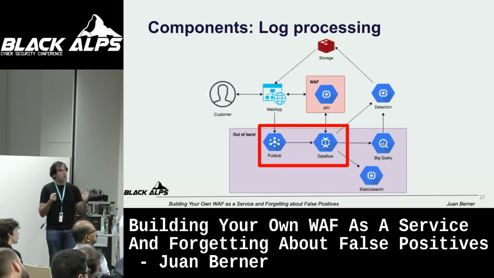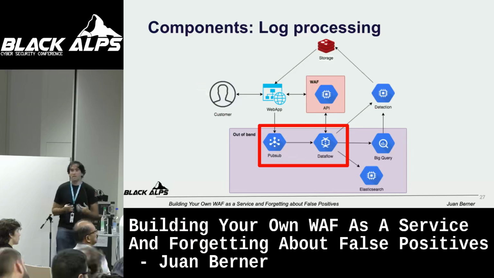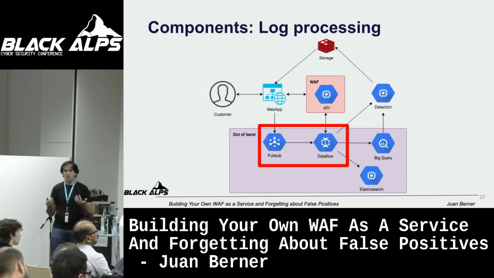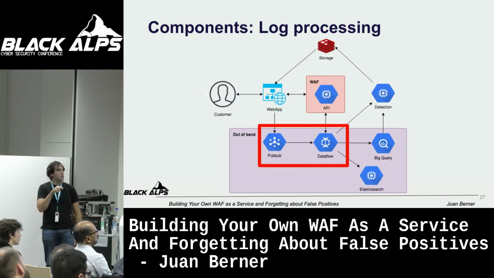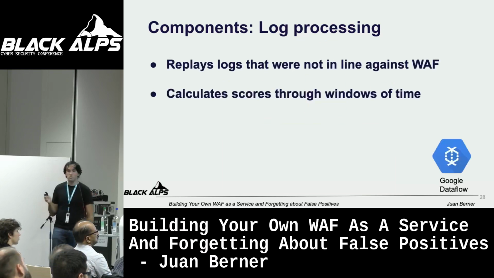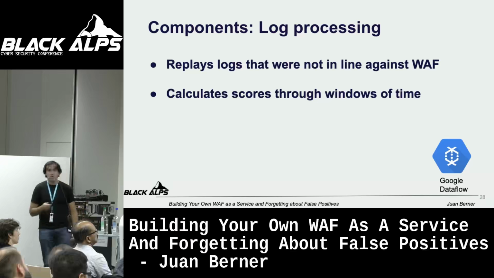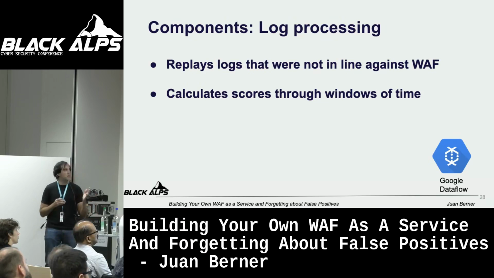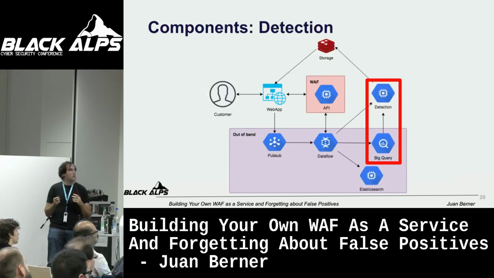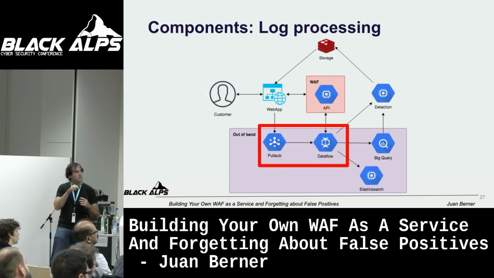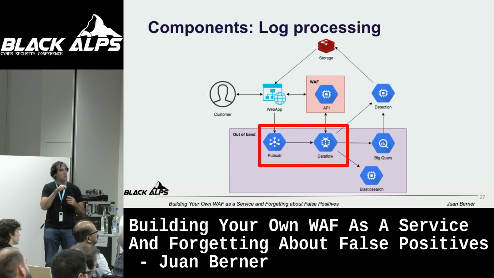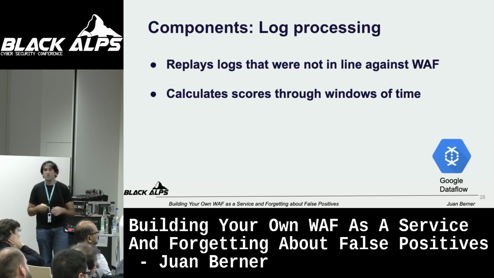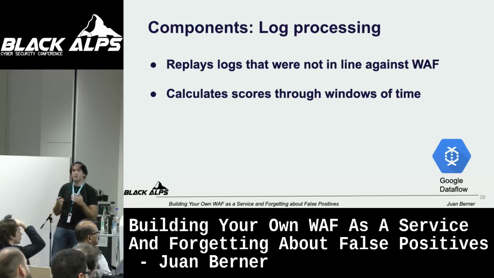So to continue on the high-level overview, you then need to be able to process out of band. That means that we are not adding latency for the customer itself. The request just went to our application, and then it was sent through a queue in the form of a log. For that, in this particular case, I'm using Google Dataflow, but you can use pretty much any component that provides the same capabilities. It's going to be able to replay the requests against the WAF, which were not replayed through the web application. And it's also going to calculate scores in windows of time. So, how many times I have seen this in a period of time.